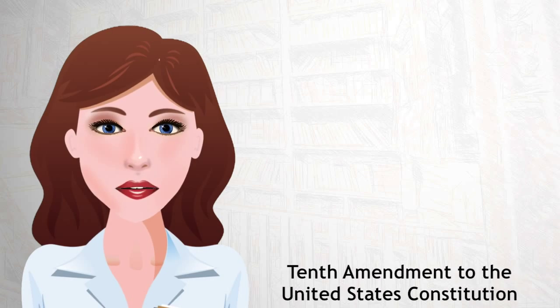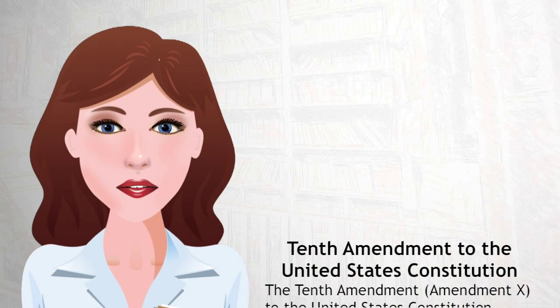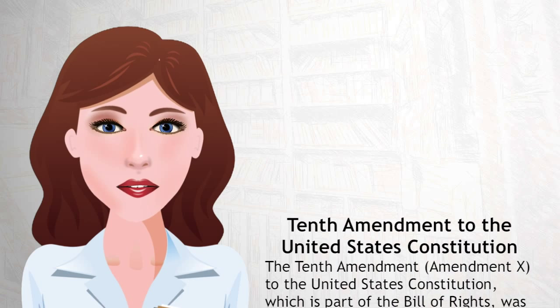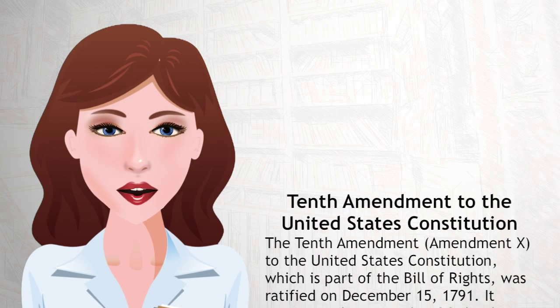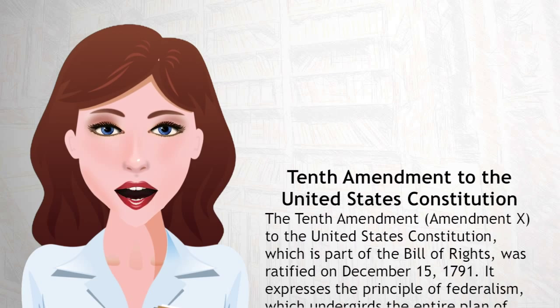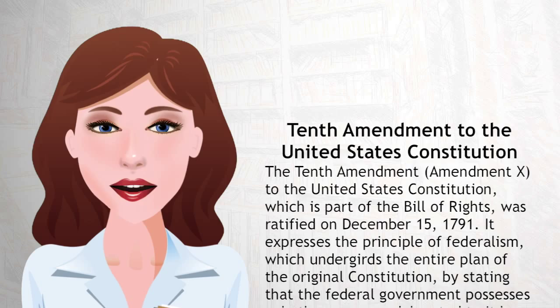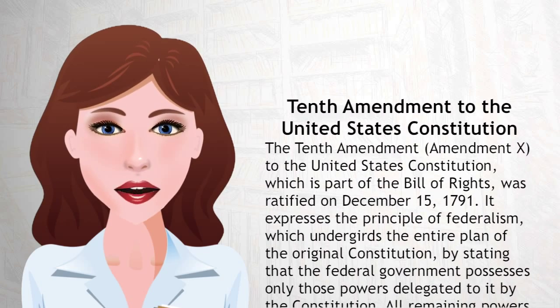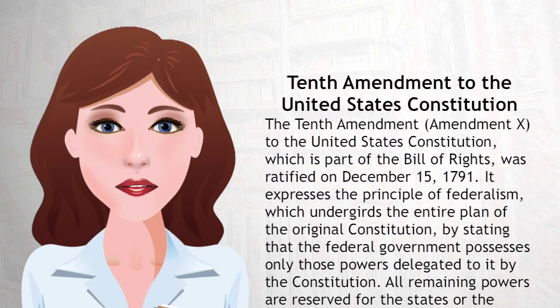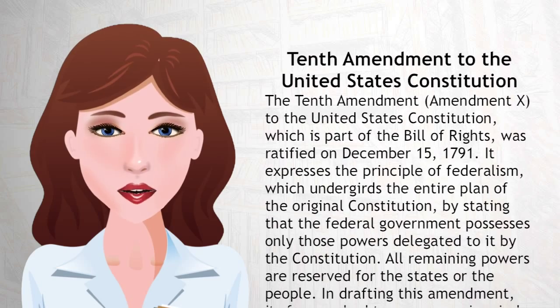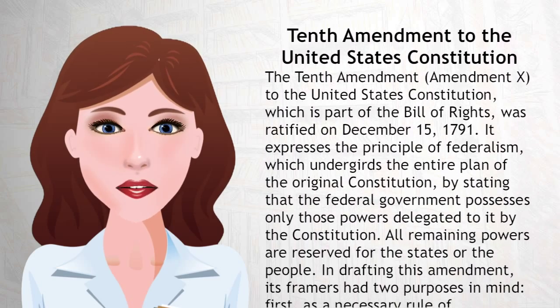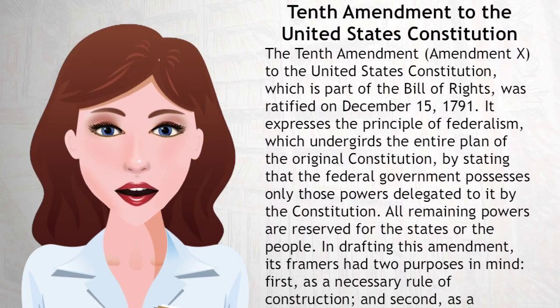The 10th Amendment, Amendment X to the United States Constitution, which is part of the Bill of Rights, was ratified on December 15, 1791. It expresses the principle of federalism, which undergirds the entire plan of the original Constitution, by stating that the federal government possesses only those powers delegated to it by the Constitution. All remaining powers are reserved for the states or the people.